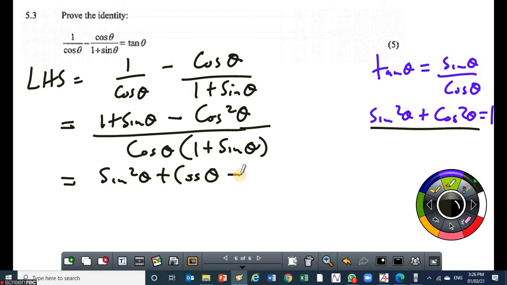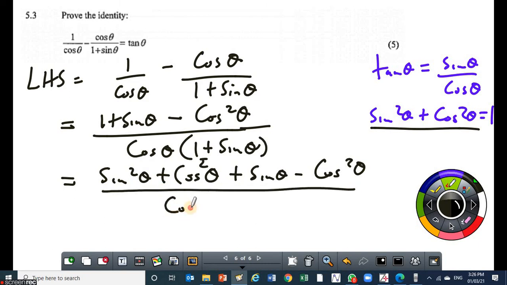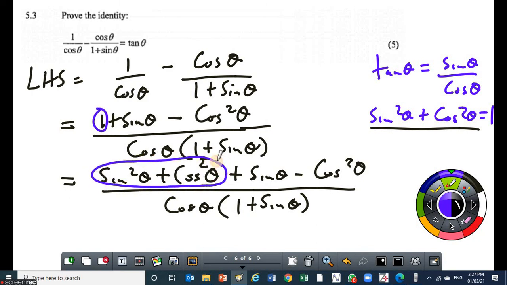So our next step would be sine squared theta plus cos squared theta, plus sine theta, minus cos squared theta, all over cosine of theta times 1 plus sine theta. Do you see that? I converted this 1 to that. Why did I do that? Because if I want, I can also convert this cos squared theta to 1 minus sine squared theta. It will also work.